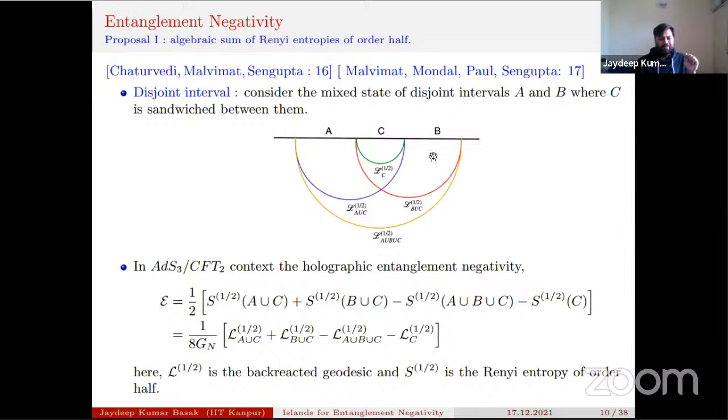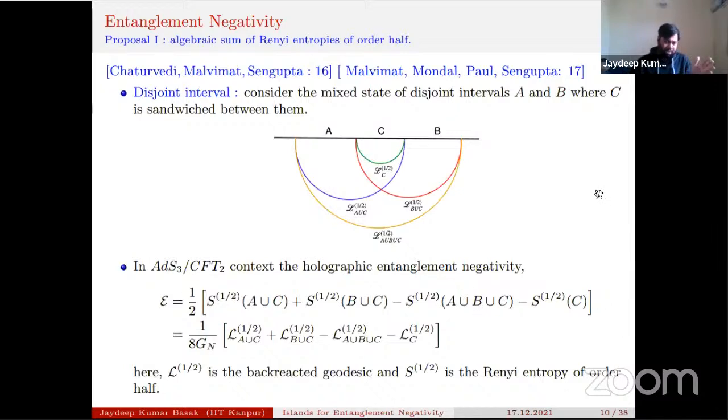And in that case, if we consider it as CFT2, negativity can be expressed in this precise manner, where we see that these terms, S half of A union C, are like linear entropies of order half. Now we have to take different kinds of combinations here, A union C, or B union C, A union B union C, or C alone, and we can formulate the negativity here.